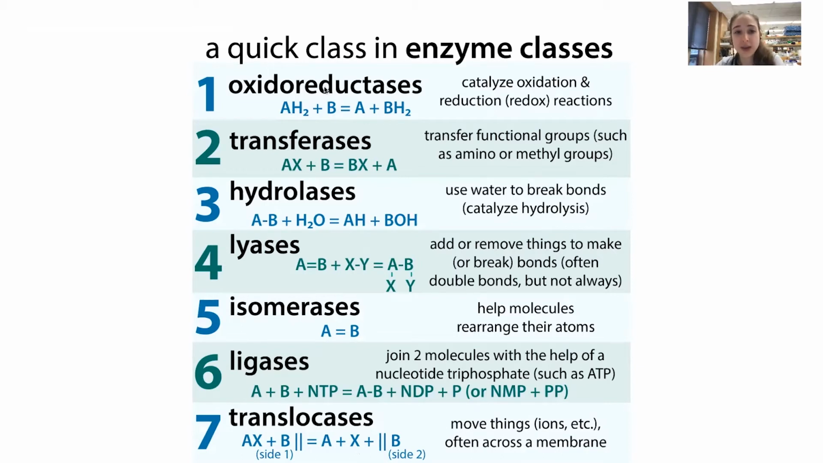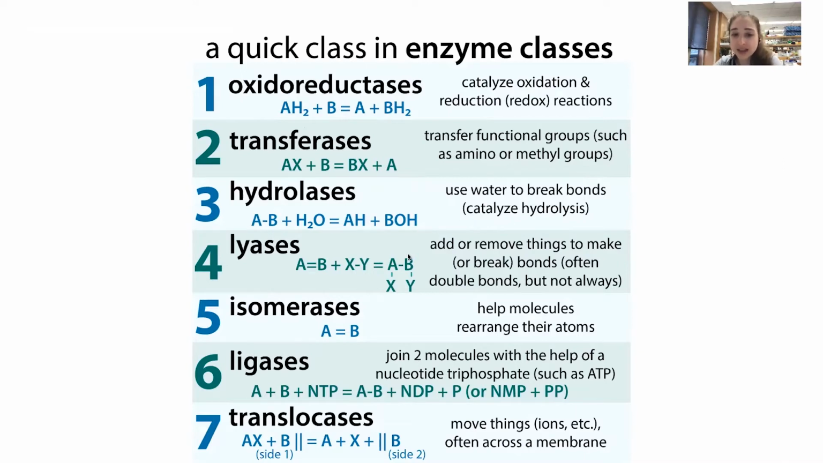The other classes: the first class is oxidoreductases. These are catalyzing a redox reaction, so oxidation and reduction, where you're moving electrons. There's the movement of electrons or electron density, much more in other posts. If you see a 2 in the first place, that's going to tell you this enzyme is a transferase that's transferring a functional group, such as an amino or a methyl group. 3, we have hydrolases. These are using water to break bonds, so they're catalyzing hydrolysis.